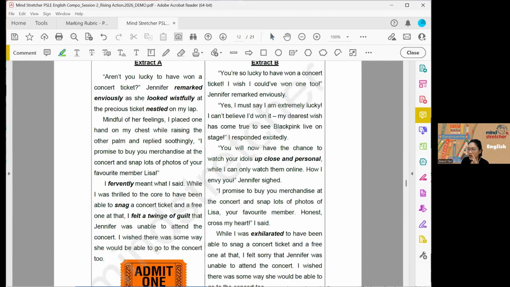You're so lucky to have won a concert ticket. I wish I could have won one too, Jennifer remarked enviously. Yes, I must say I'm extremely lucky. I can't believe I won it. My dearest wish has come true to see Blackpink live on stage.